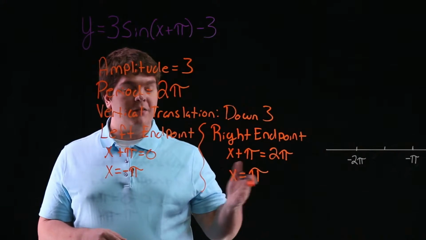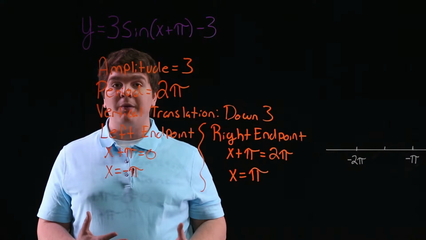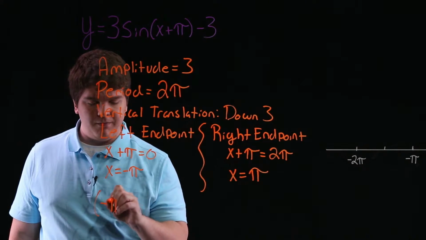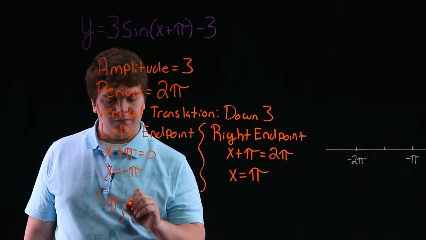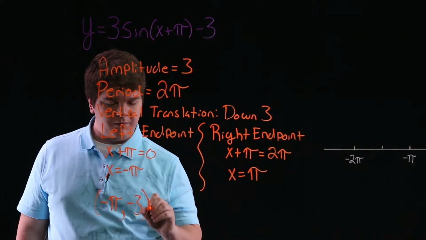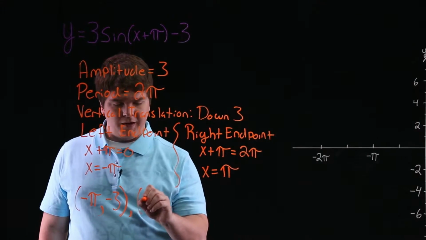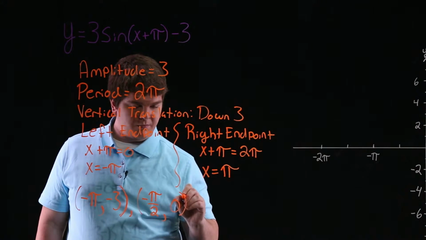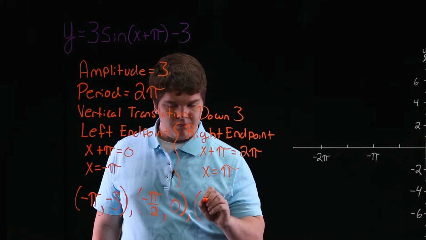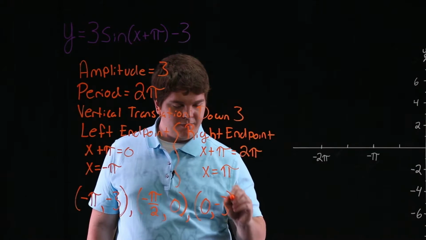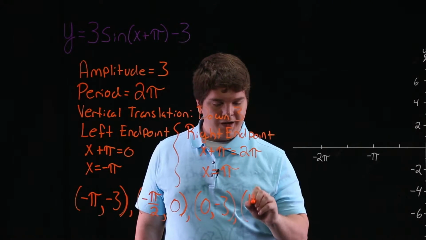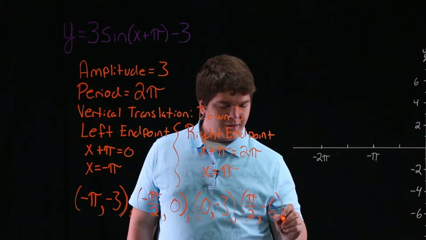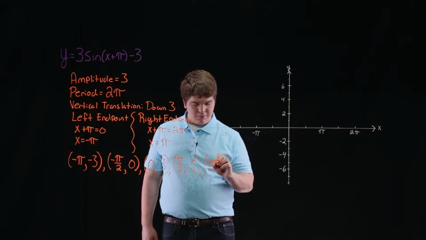So now we have our interval from negative pi to pi, and if we break this interval up into 4 subintervals, we can find our 5 key points, which are negative pi, negative 3, negative pi divided by 2, 0, 0, negative 3, pi divided by 2, negative 6, and finally, pi, negative 3.